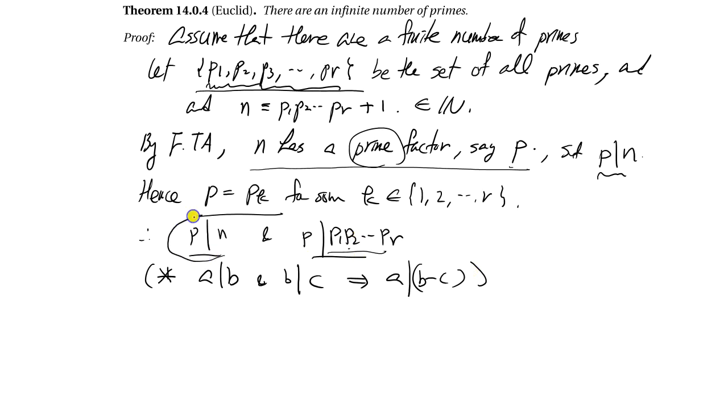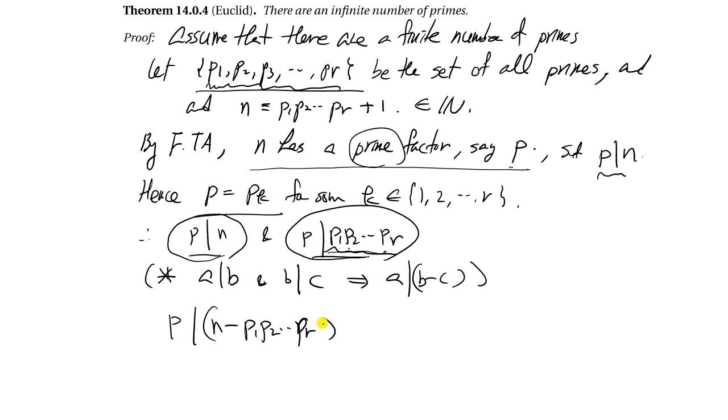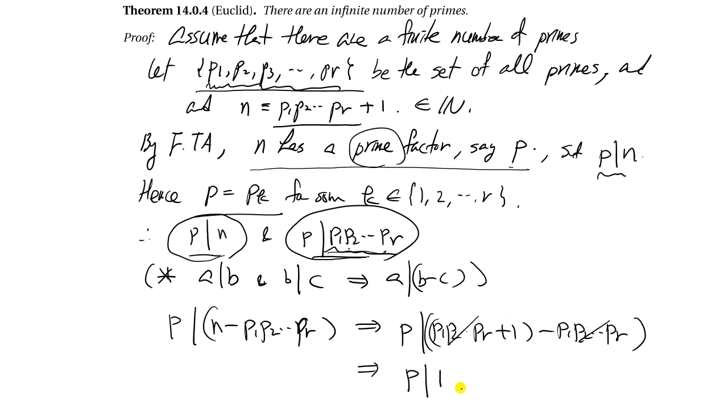So let's put these together. We know p is a divisor of n, and p is a divisor of that product. Therefore p must be a divisor of their subtraction, n minus p1, p2 up to pr. Then p is a divisor of, what was n? p1, p2 up to pr plus 1, minus p1, p2 up to pr. So we just cancel out these two. The remaining one is that p is a divisor of 1. That is a contradiction.